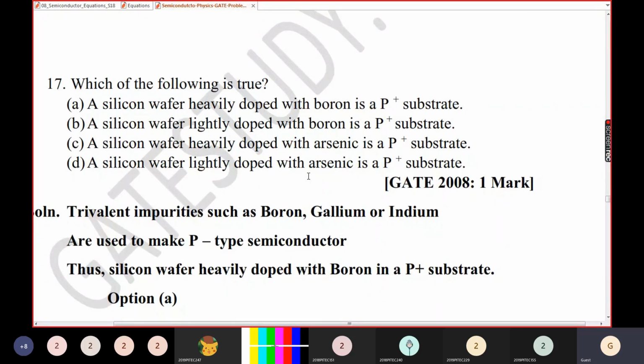Silicon, when it is doped with boron, heavily or lightly. So we are using only silicon with boron. We have not expressed any case where the silicon is doped with arsenic. So either in A or B, one option will be correct. Silicon heavily doped. We cannot dope lightly for a P plus substrate. So I think A is correct here. Yes, A is correct. When a silicon wafer is doped in heavy concentration with boron, a P plus substrate will be obtained.